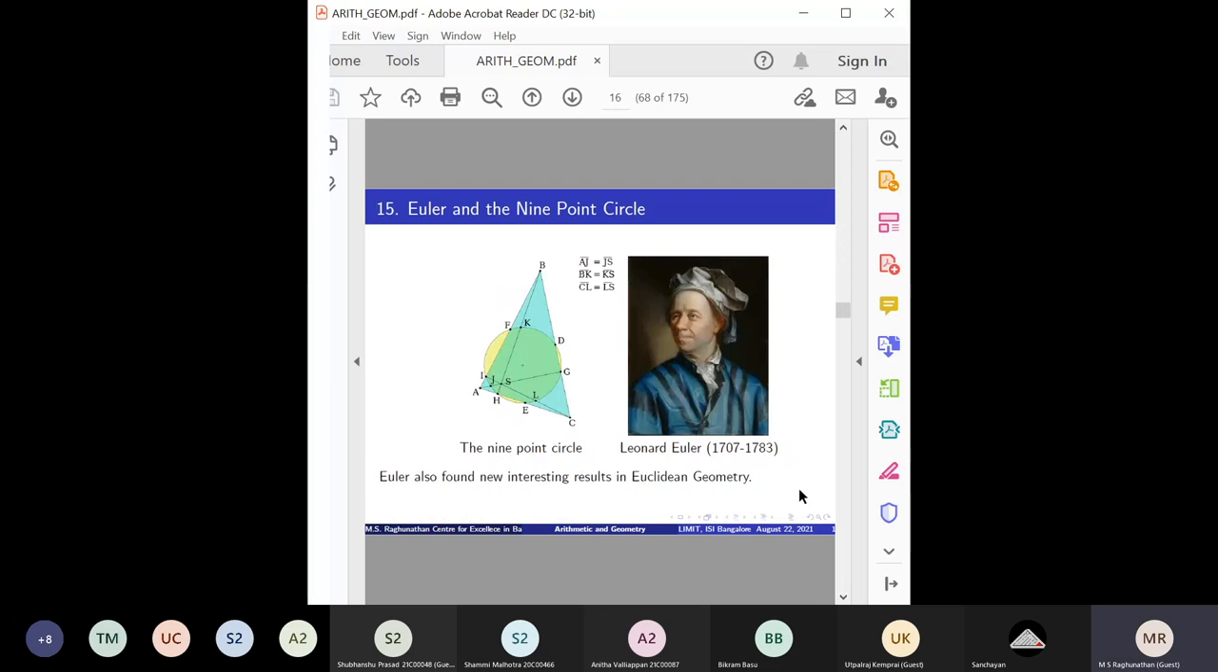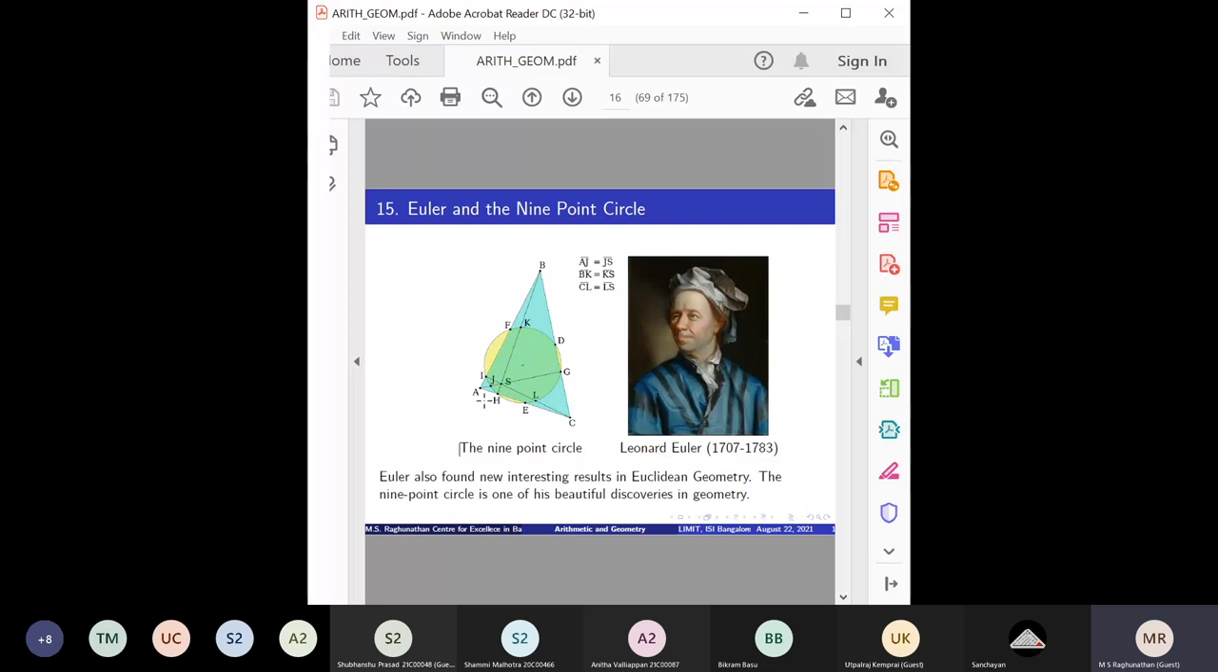Euler also proved a very nice theorem in Euclidean geometry, which these days I don't think you come across in your school or college curriculum. He discovered what is called the 9-point circle. Suppose ABC is a triangle. Then look at the midpoints D, E, F of the three sides. They obviously lie on a circle. Any three points we know lie on a circle.